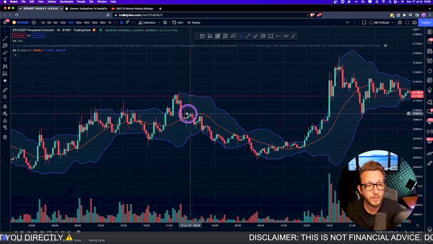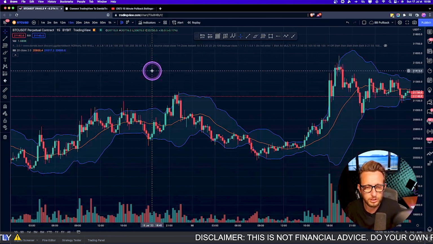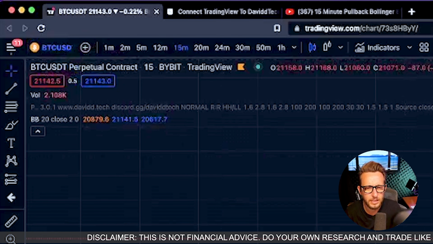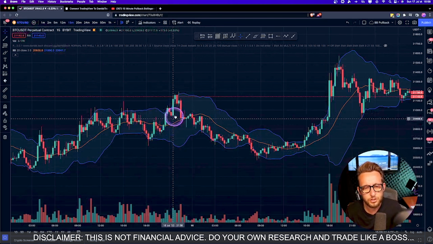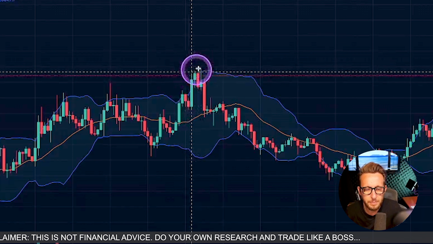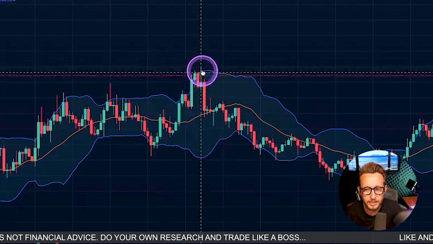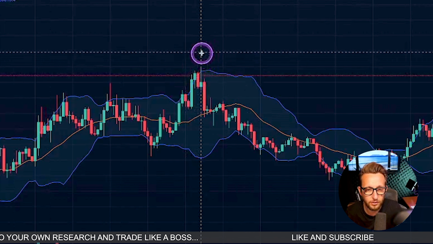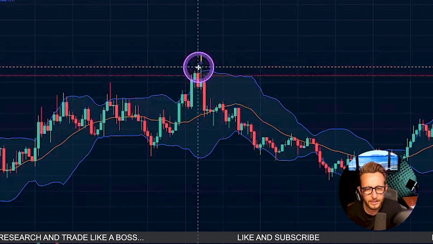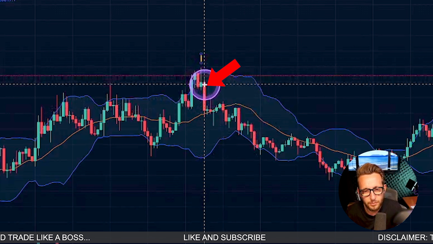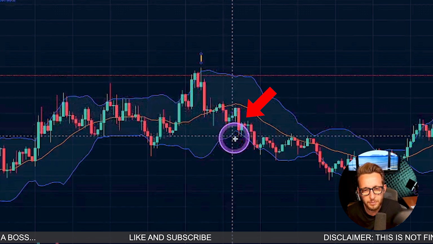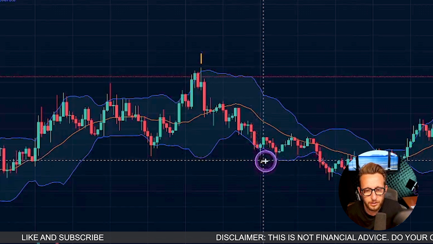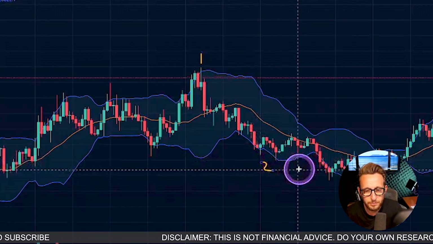Okay, so now we have the Bollinger Bands on our chart. Like I said, I'm on the 15-minute BTC USDT. The idea of this trading strategy is we come above the higher Bollinger Band up here. We break above it and we create our number 1. We come back down and break below the middle line, and then we break our lower Bollinger Band here. Once we've broken the Bollinger Band, we write 2.